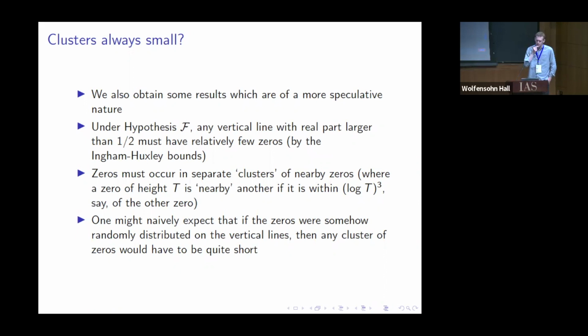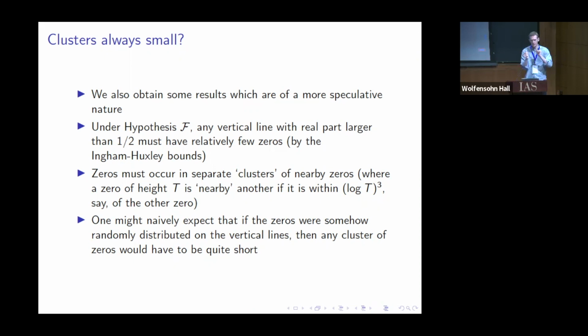Let me mention very briefly some more speculative results, even more speculative than this hypothesis F. The key point, which we call clustering, is that if I have zeros on vertical lines, then there can't be that many zeros on any particular line to the right of the critical line by the Ingham-Huxley bounds, right? We're getting some sort of savings. There's going to be some power savings compared to the total number of zeros. So if the zeros occur on this line, then they're going to have to occur in clusters, and there'll have to be gaps between some of them. So you could collect zeros in clusters when they're close together.